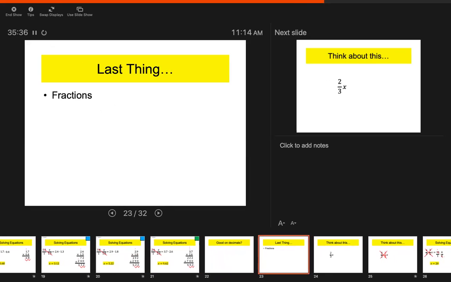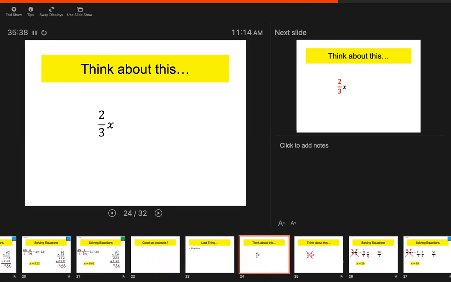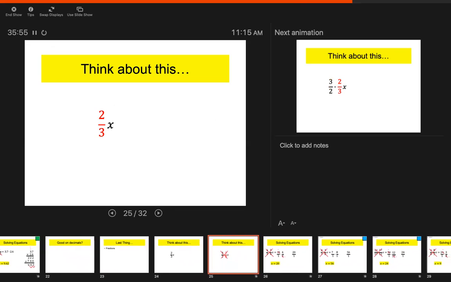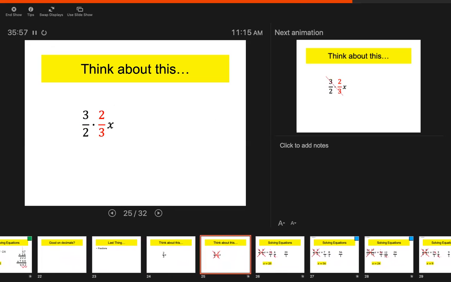All right, on to the more challenging stuff. Look at the board. This is not an equation. This is an expression, no equal sign. Here's the magic. You ready? Do you see the x? You see the number attached to x? Watch what happens if I take that fraction and I flip it and put a multiplication symbol.